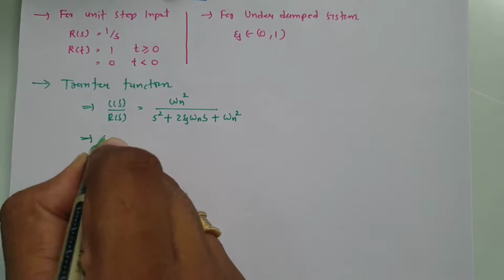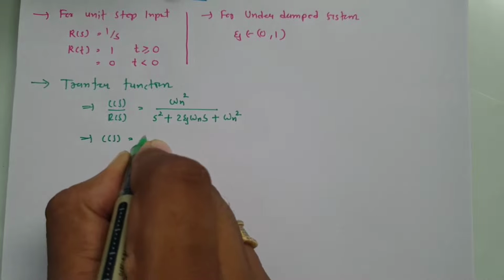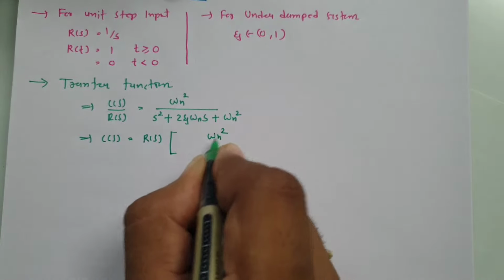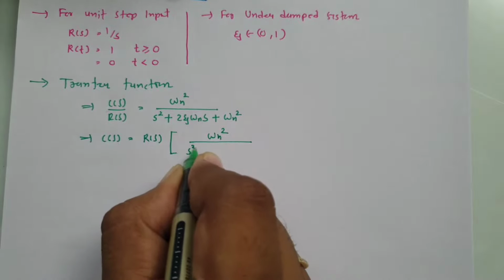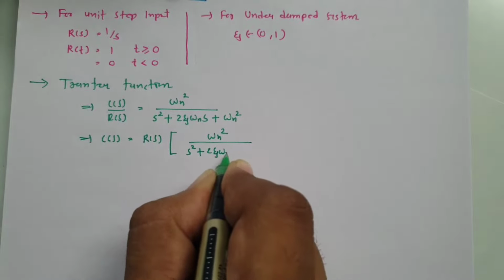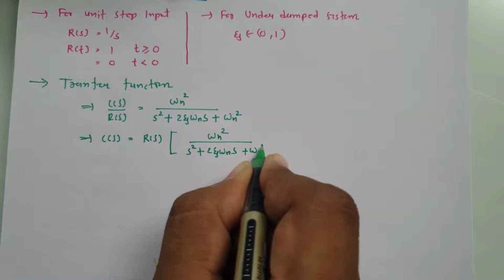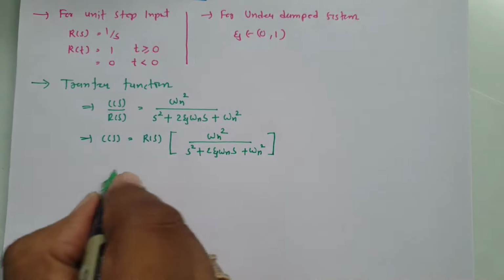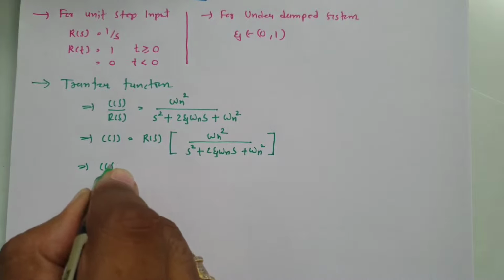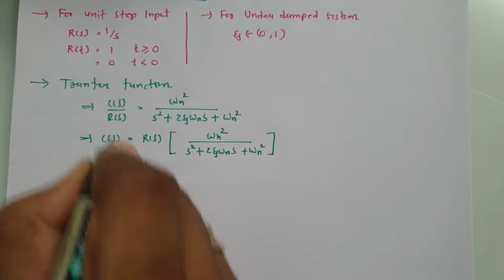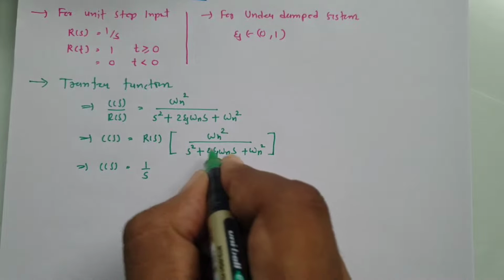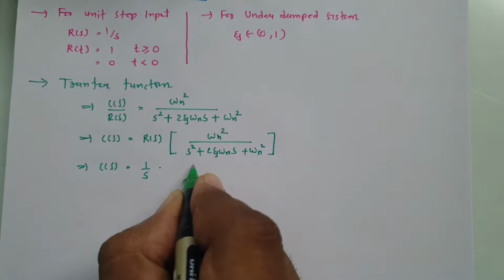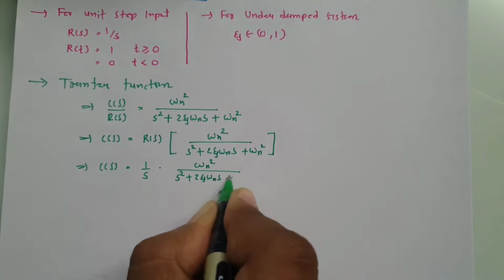So C of S is R of S into this system, that is omega n square divided by s square plus 2 zeta omega n s plus omega n square, where R of S is the unit step input. So we can say R of S is 1 by S, right? And this is our system where zeta belongs to 0 to 1. So I need to write this system again.